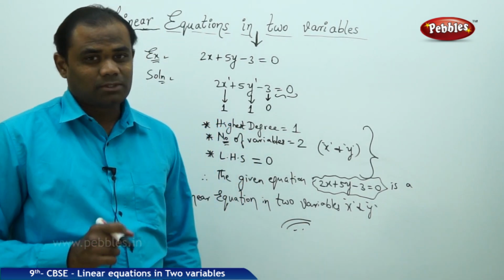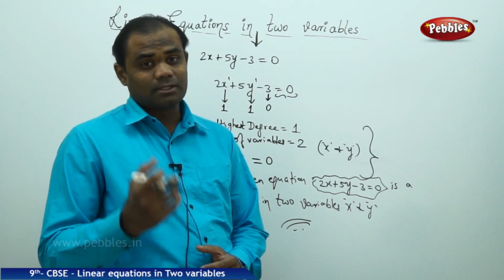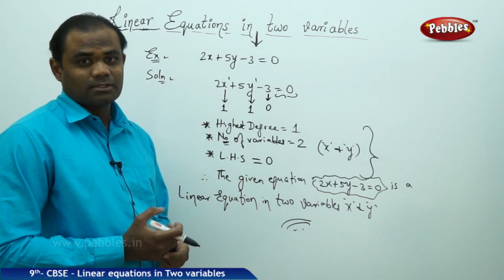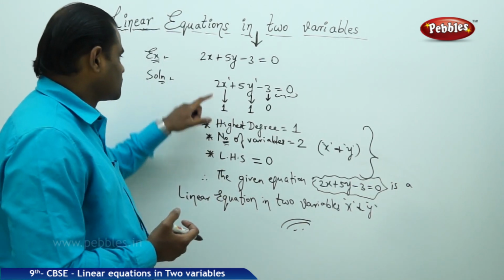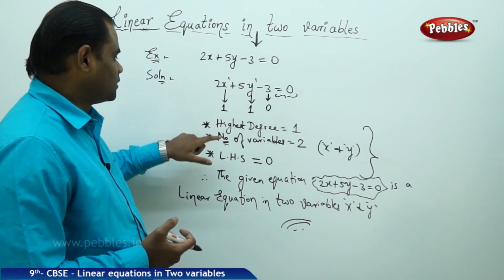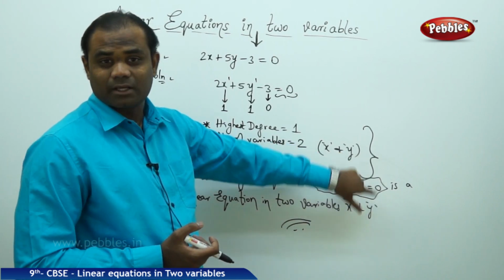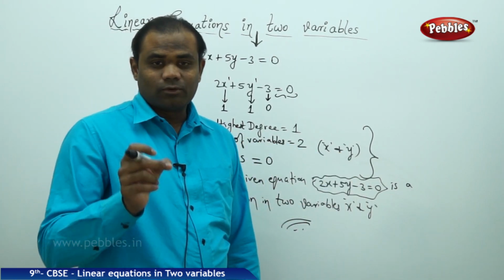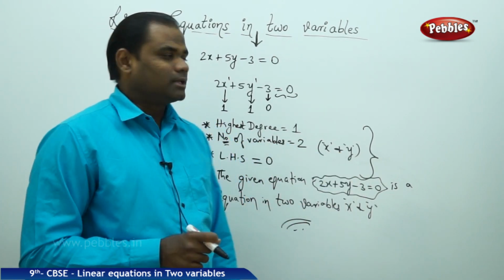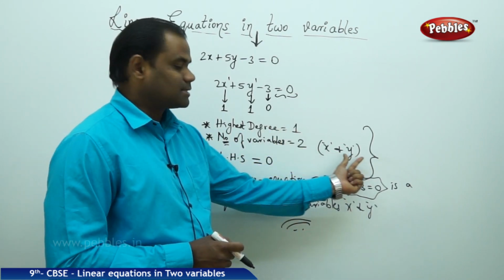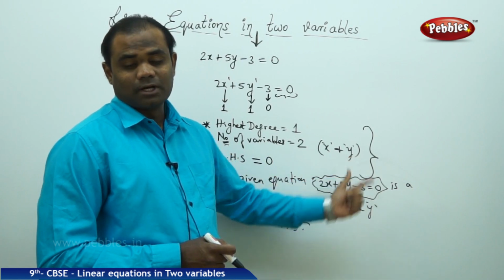Next is about finding the number of variables in the polynomial. Clearly, we identify the number of variables in the entire polynomial. The variables here being x and y, therefore the number of variables is 2, x and y. Therefore, I can now assume that this is a linear polynomial in two variables x and y, is how we justify.